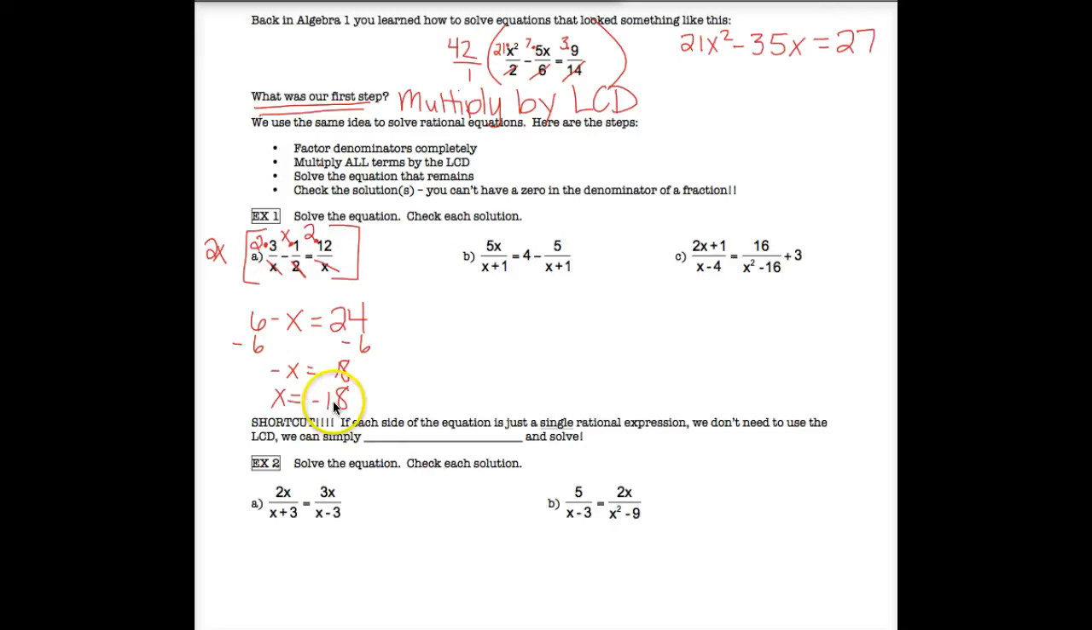So now I just need to check it. Here you're not plugging in to make sure you get a true statement as much as you're just making sure you're not going to get 0 in the denominator. So if x is negative 18, none of these would be zeros in the denominator. So that is my answer.